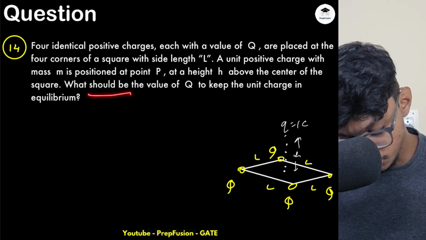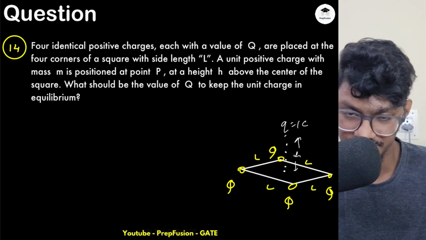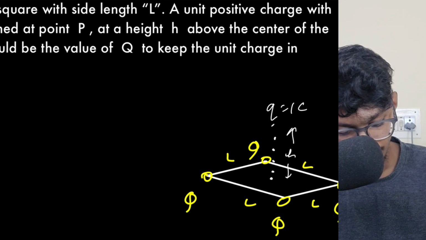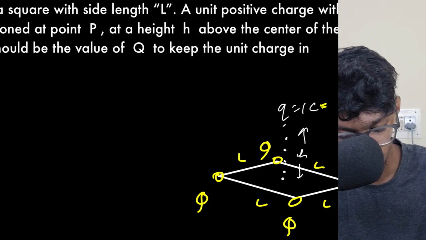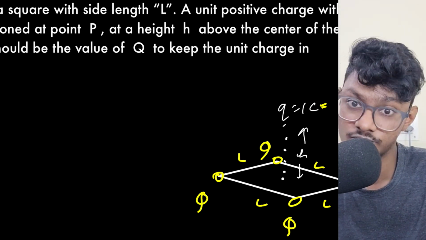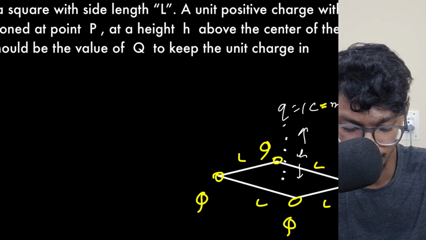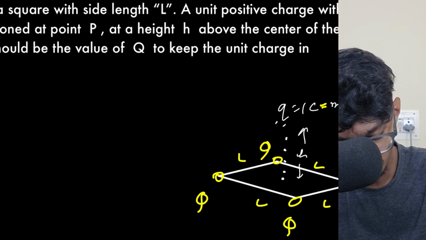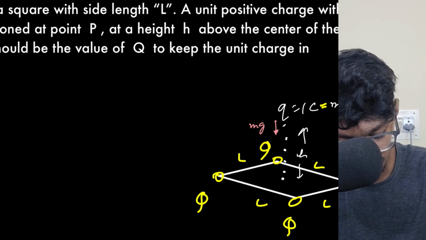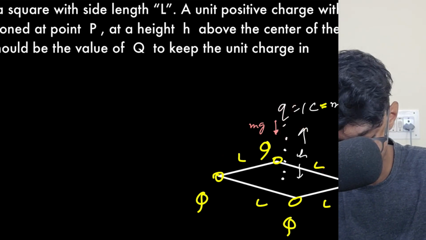So what should be the value of Q to keep the unit charge in equilibrium? First of all, you have to understand this is on Earth actually. So this charge will have its own mass. I don't know the mass yet. Mass of an electron is 9.1 into 10 raised to the power minus 31 kg, but this has multiple electrons, so this will have its own mass. Due to this mass, there will be some force, mg. And obviously all these 4 charges will give it some repulsive force, in this direction like this.